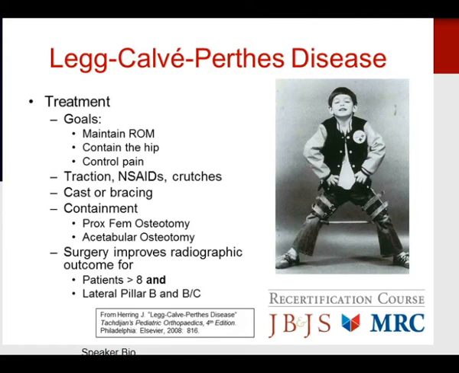The goals of treatment include maintaining a range of motion, controlling pain, and containing the hip within the acetabulum. There are multiple treatment modalities, with authors recommending all sorts of different algorithms, but treatment includes non-steroidals, physical therapy, and limited weight bearing along with crutches to control pain and also help maintain range of motion. Additionally, some authors recommend either Petrie casting or abduction bracing, again to contain the hip and control pain. Finally, surgical strategies for containment include a proximal femoral osteotomy as well as acetabular osteotomy. And it has been shown that surgery improves the radiographic outcomes for patients older than 8 with lateral pillar B or BC disease.